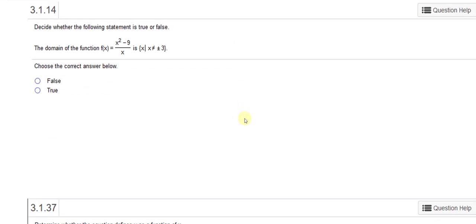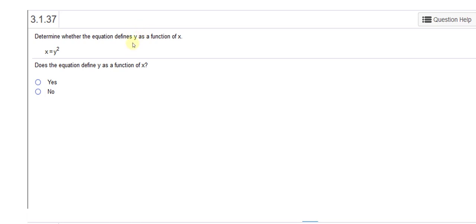Next question. Decide whether the following statement is true or false. The domain of the function is all the values of x except when x equals plus or minus 3. Okay, so the domain of the function again is all the values of x that make the function defined. In this case, the only value that makes the function undefined is when the denominator is equal to 0, which is when x is equal to 0. So it's not plus or minus 3. So this is not correct. So this is false.